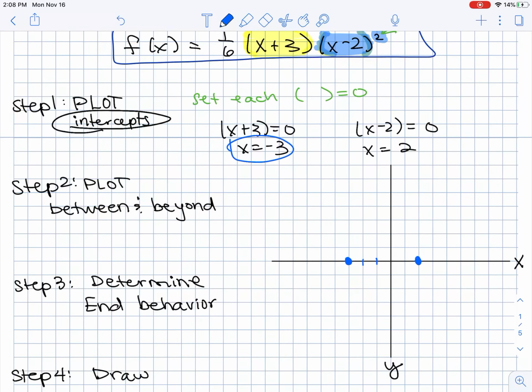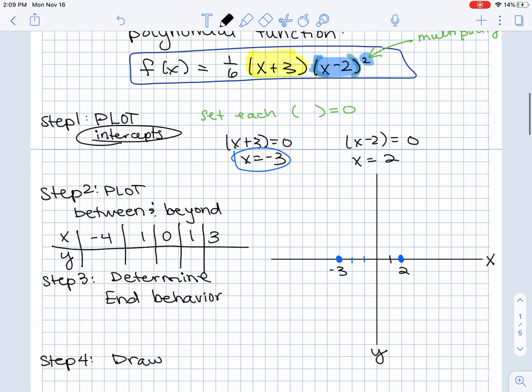And then step 2 is I'm going to plot between and beyond those x-intercepts. So here's what that means. I'm going to find some values of x and find the corresponding values of y, but I'm going to pick them so that they're to the left and the right of each x-intercept. If I've got x equals negative 3 as an x-intercept, I'm going to pick values like negative 4 to the left of it. To the right of it, I could pick a 1, a 0. To the left of 2, I could pick something in there like the value of 1. And to the right of 2, anywhere on the right, I could pick a value of 3. I just pick the ones that are easiest to work with.